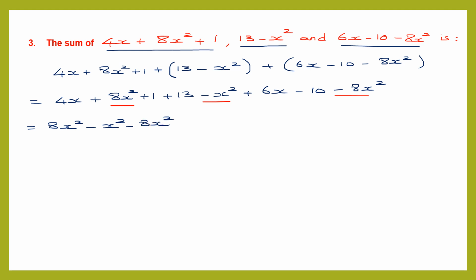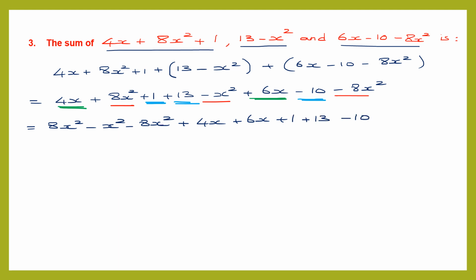Now let's go on to the x terms. 4x plus 6x. That's it. No more x there. So that is 4x plus 6x. Then we have the whole numbers. So here we have 1 plus 13 minus 10. So we have plus 1, plus 13 minus 10.